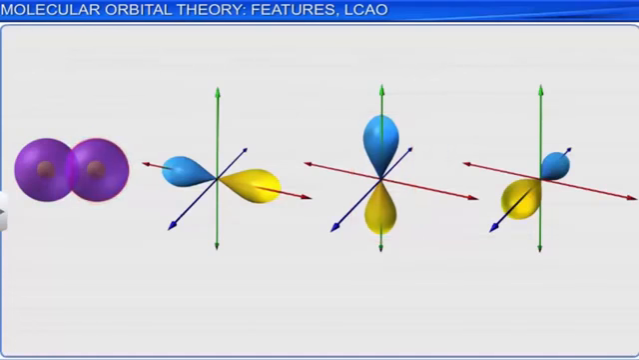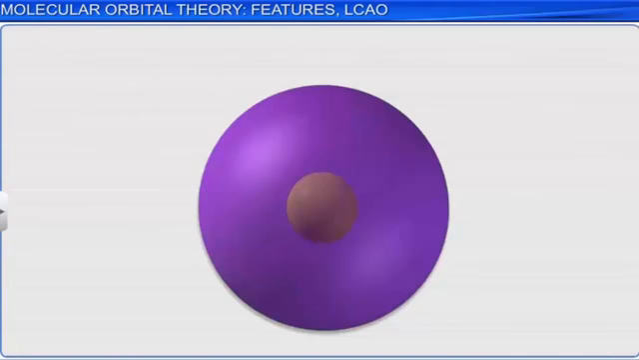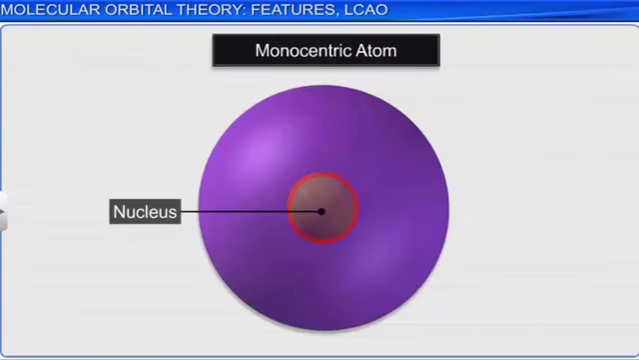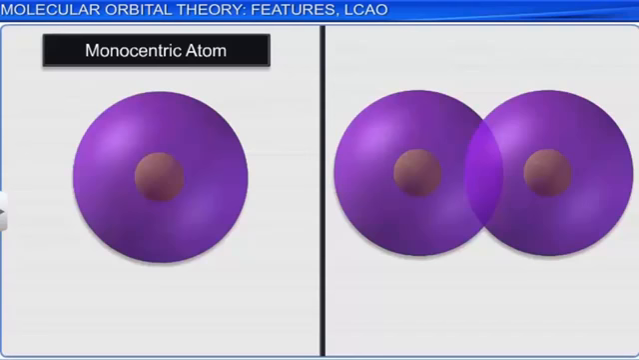The electrons in an atom are influenced by only one nucleus, forming monocentric atomic orbitals. However, the electrons distributed in molecular orbitals are influenced by the nuclei of all the atoms forming the molecule, causing the formation of polycentric molecular orbitals.